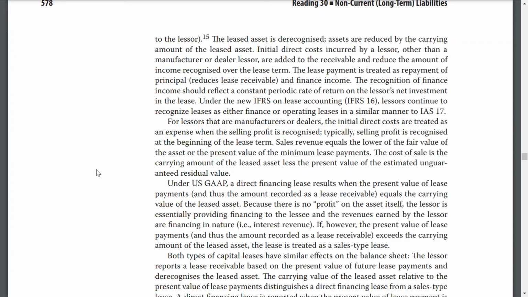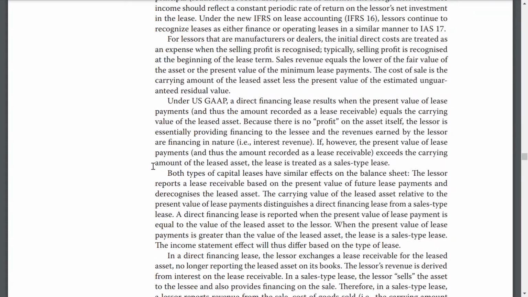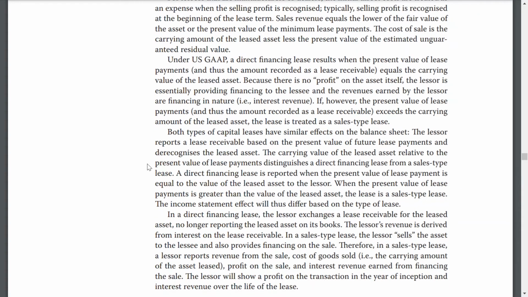guaranteed residual value. Under US GAAP, a direct financing lease results when the present value of lease payments equals the carrying value of the leased asset. Because there is no profit on the asset itself, the lessor is essentially providing financing to the lessee, and the revenues earned by the lessor are financing in nature. If, however, the present value of the lease payments exceeds the carrying amount of the leased asset, the lease is treated as a sales type lease.